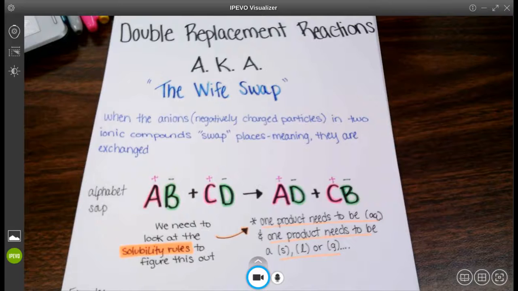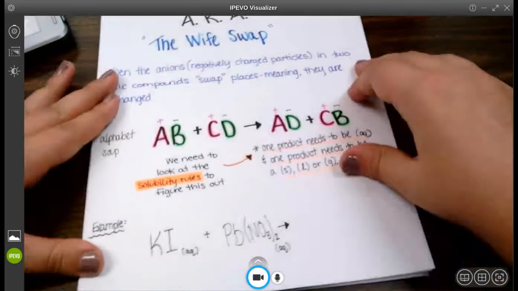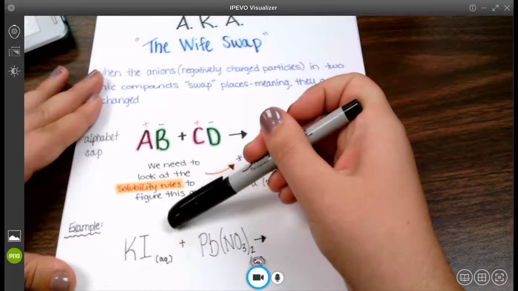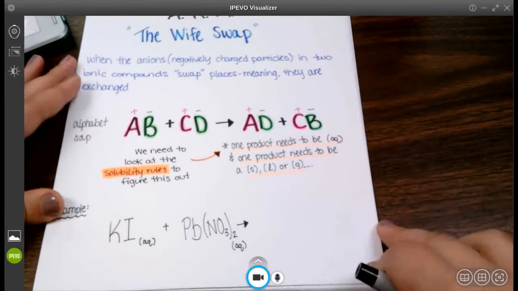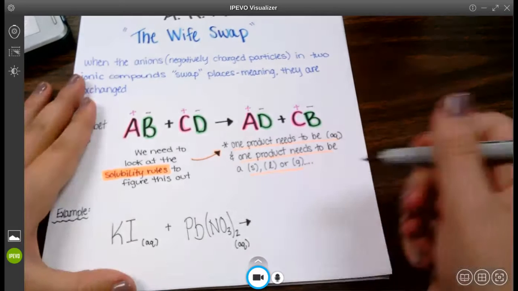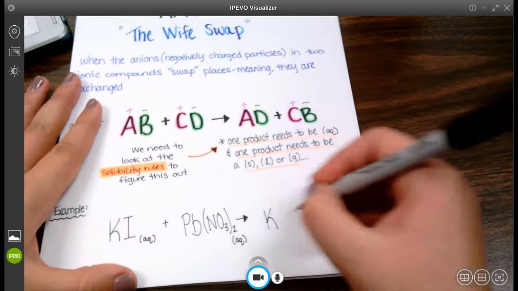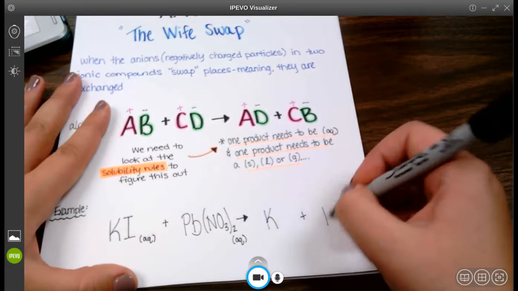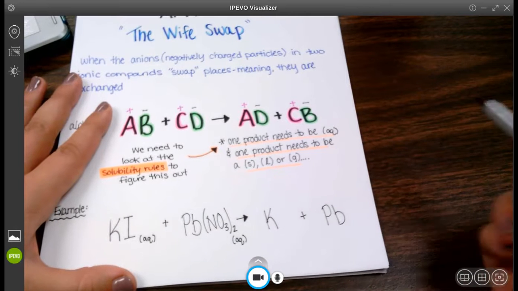So here's the example. I have potassium iodide and lead 2 nitrate. Okay, and they're both aqueous solutions. I'm going to mix them together and they're going to form two completely new compounds. So the first thing you need to do when you're working with these types of reactions is write the metals in the same place. So K and Pb are going to stay in the same spot.